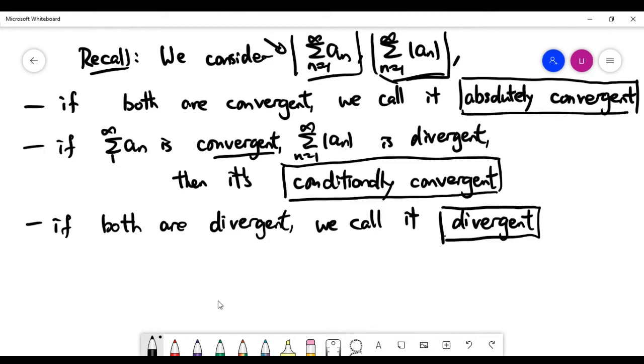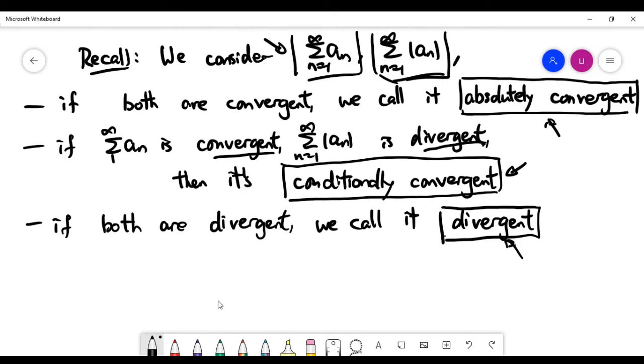You see, it can happen that the original series is convergent and the absolute version of the series is divergent. In that case, we call it conditionally convergent. Absolutely convergent basically means both are convergent. And the remaining case is that both are divergent. We just simply call it divergent series.